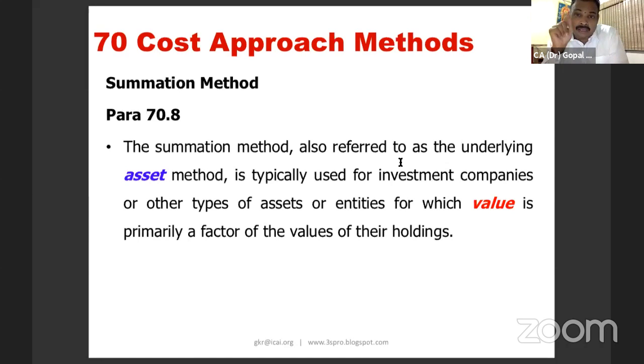For example, I have invested in 18 companies. So then what will I do? I'll take the valuation of each and every company, add that total, and that will be the valuation of my 10 crore or 20 crore of investment. So that is called the summation method.